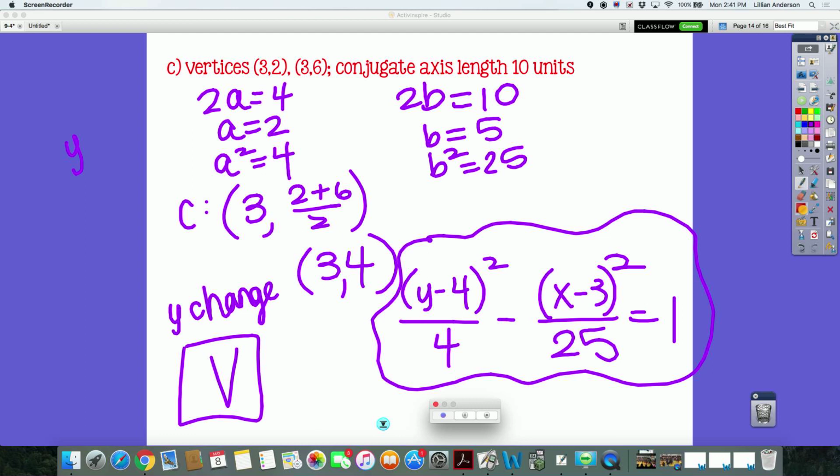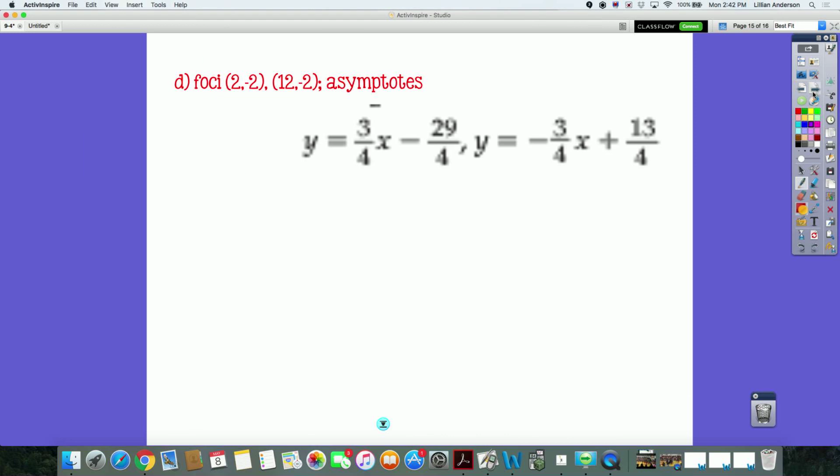Hopefully you're able to find all that information out. This one you really didn't have to find a C or anything like that. So for the last one more. It's kind of hard to see. So of course I copied and pasted this from someone else. But we have the foci at 2, negative 2, and 12, negative 2. And we have asymptotes y equals 3/4 x minus 29 over 4, and y equals negative 3/4 x minus 13 over 4.